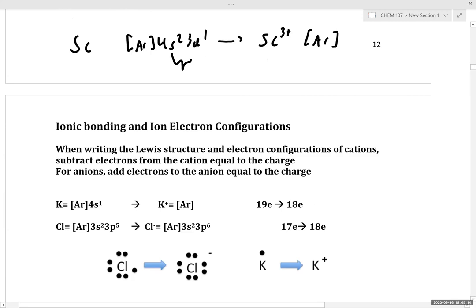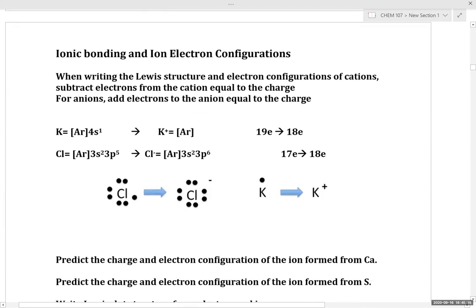Okay, so let's talk about ionic bonding and electron configurations. One thing to keep in mind is that when you think about the dot structure for a cation, you're going to lose electrons equal to the charge. For anions, you gain electrons equal to the charge.